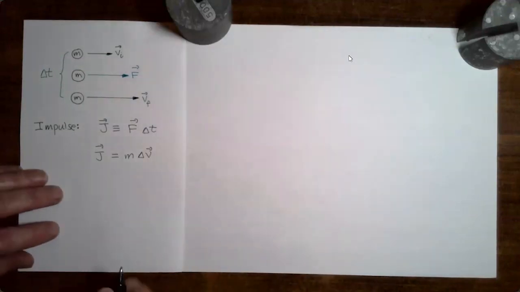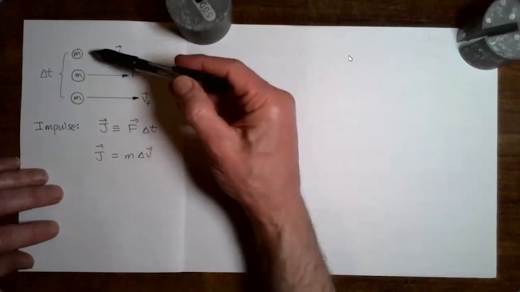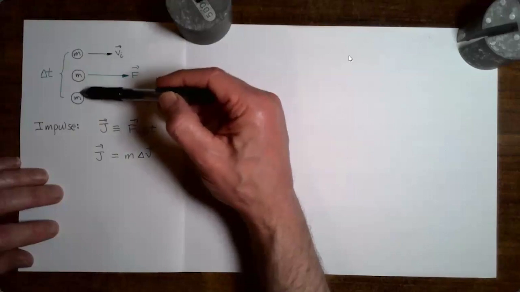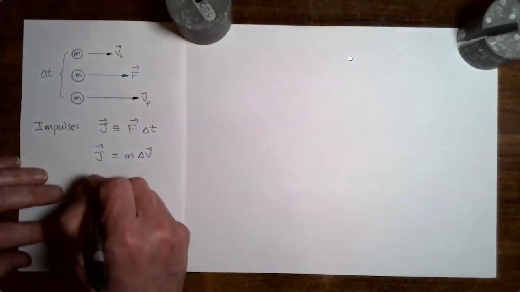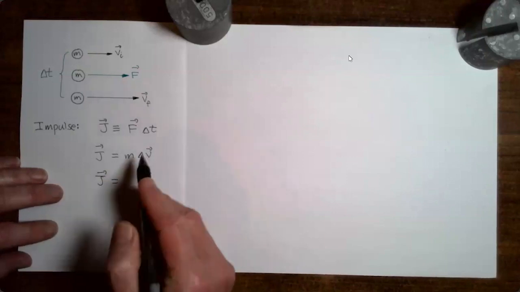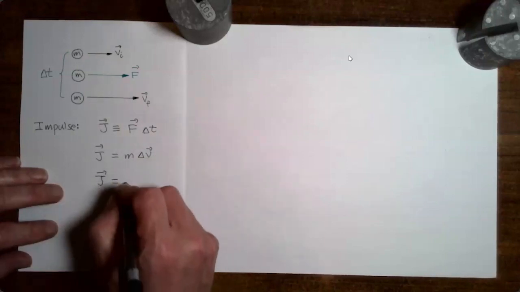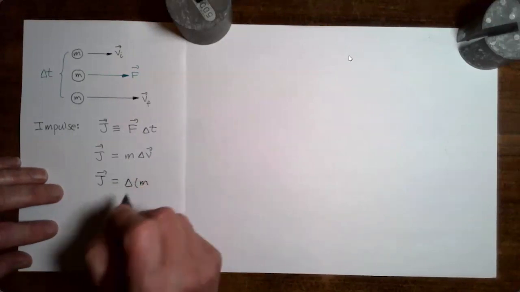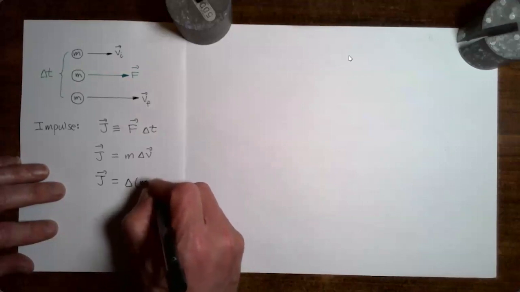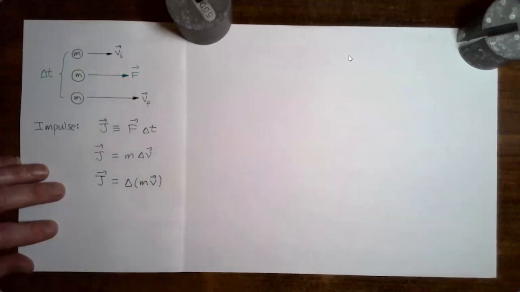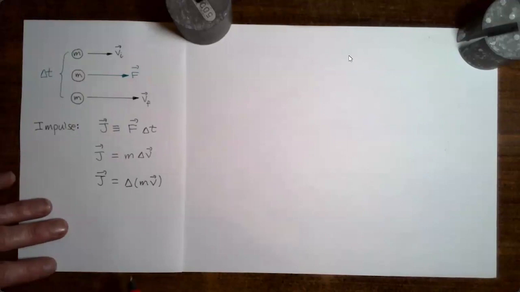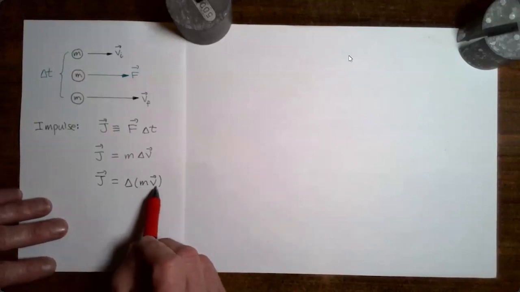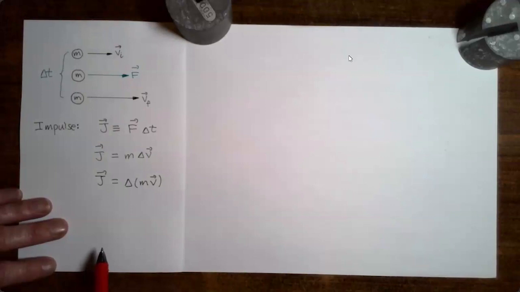We're going to start this video by taking this last result a step further. We are assuming here that the mass of the object is a constant, and if the mass of the object is a constant, I can take this last equation and rewrite it by moving the mass into the delta and instead saying that the impulse is equal to the change in the product of mass times velocity. This is such a nice result that we're going to take this product of mass times velocity and give it a name. We're going to call it the momentum.